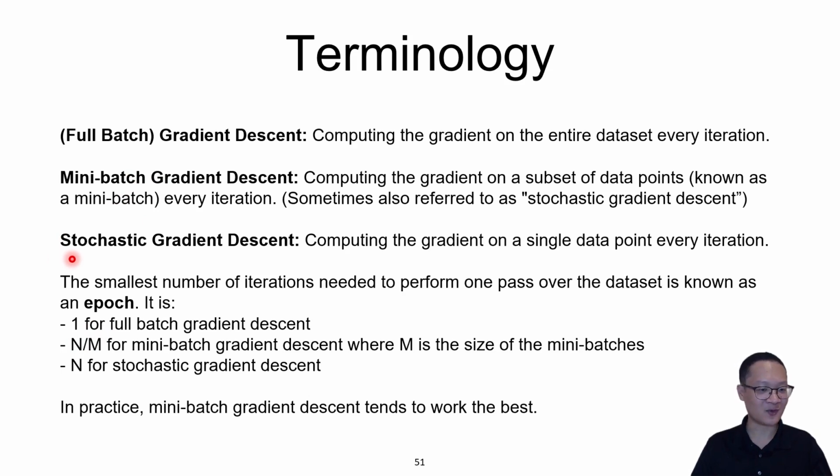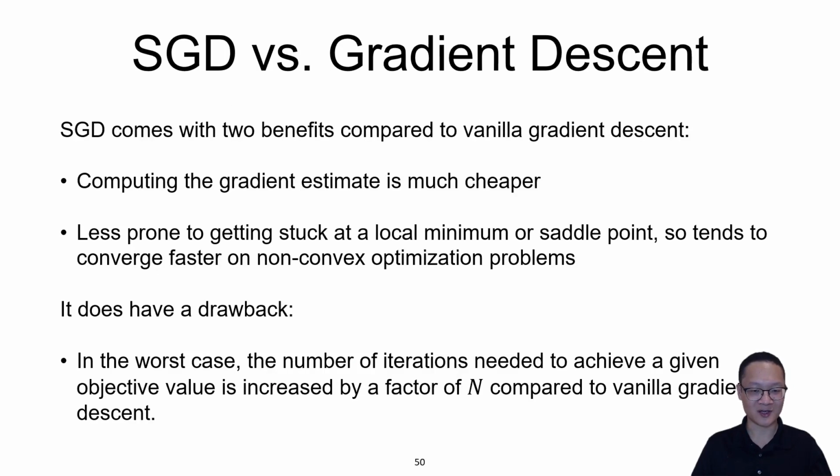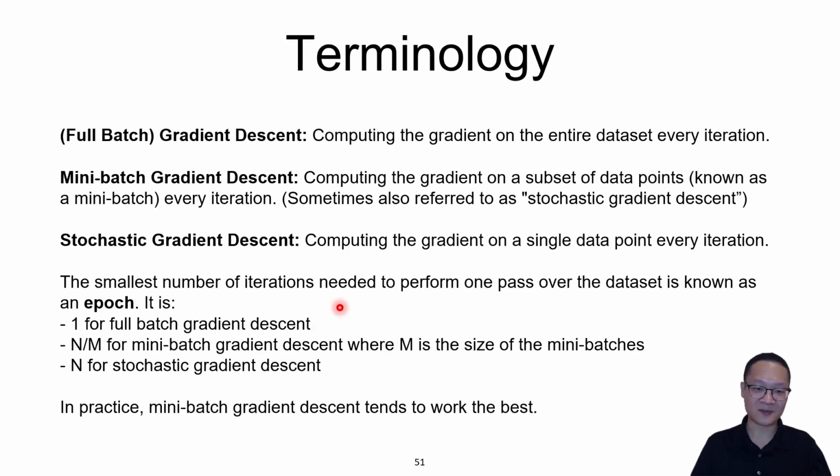So we talked about how when we do SGD, at least this version, we need to update n times. We need to run this algorithm n times in order to have the same number of terms being included in the gradient. So the number of iterations needed to perform one pass over the data set, in order to go over n data points, is called an epoch.